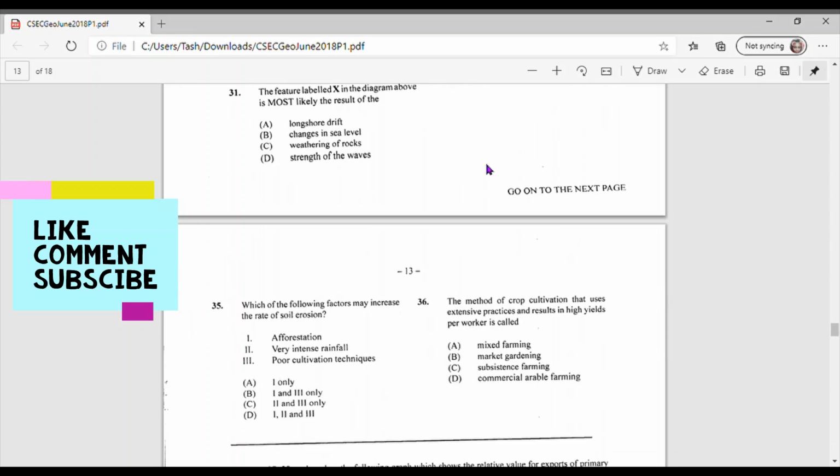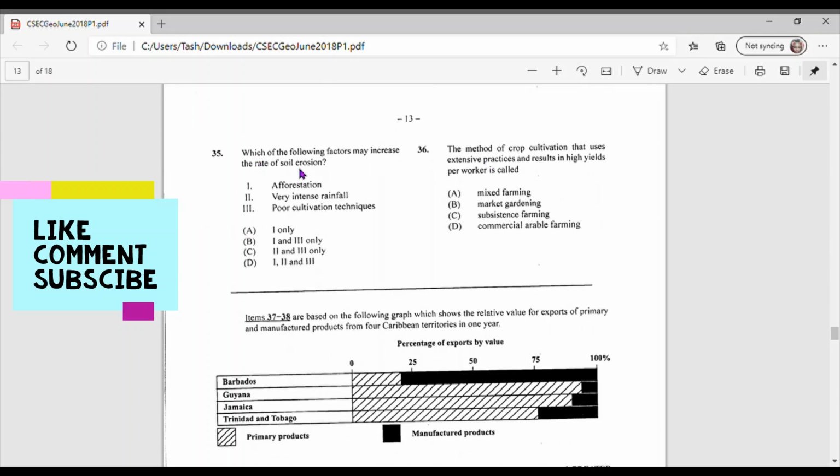Number 35. Which of the following factors may increase the rate of soil erosion? So we have afforestation, no, very intense rainfall, poor cultivation techniques. It says increase the rate of soil erosion. If you are planting trees, then that would not increase the rate of soil erosion. It would actually decrease it. So any one of the responses with 1 is out. So A is out, B is out, and D is also out. So for number 35, the response is letter C, 2 and 3 only.